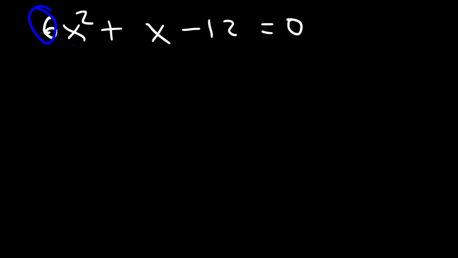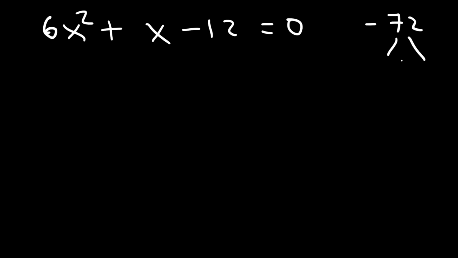Now, what do you do if the leading coefficient is not 1? Let's say in this case, it's 6. How do you factor this expression? What should we do? What you need to do at this point is you need to multiply the leading coefficient by the constant term. 6 times negative 12 is negative 72.